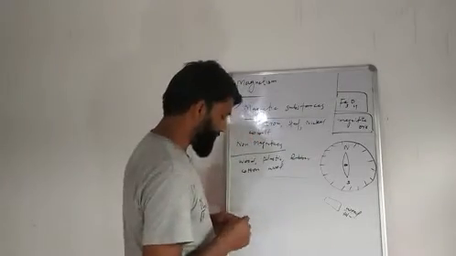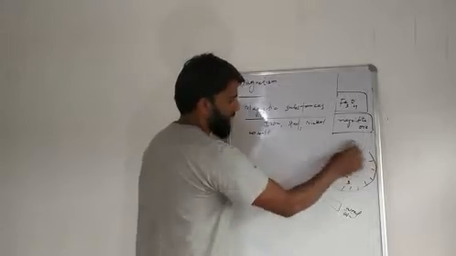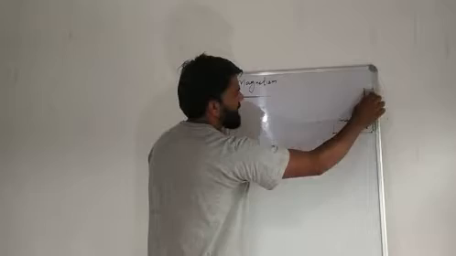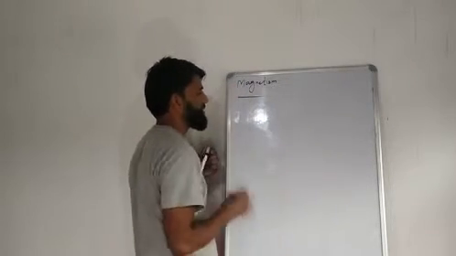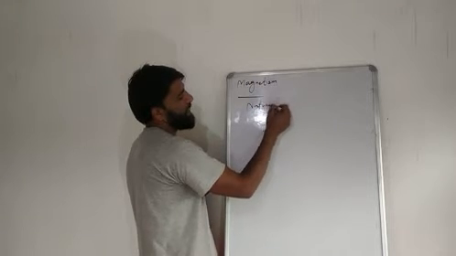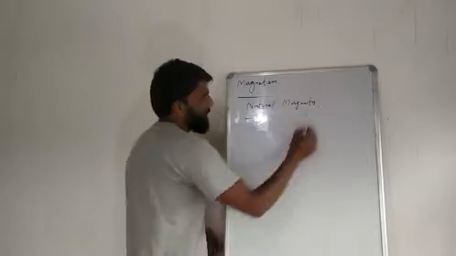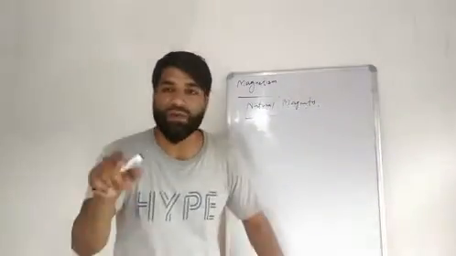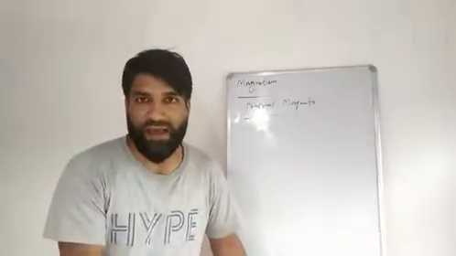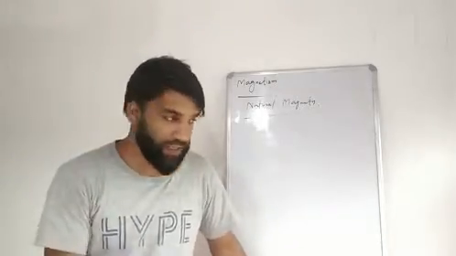Now the types of magnets. We have two types of magnets. One is called a natural magnet, another one is an artificial magnet. What are natural magnets? Natural magnets are those magnets which are found in nature. Those substances which are found in nature and have the property of a magnet, that it should attract tiny pieces of iron, cobalt, and nickel.